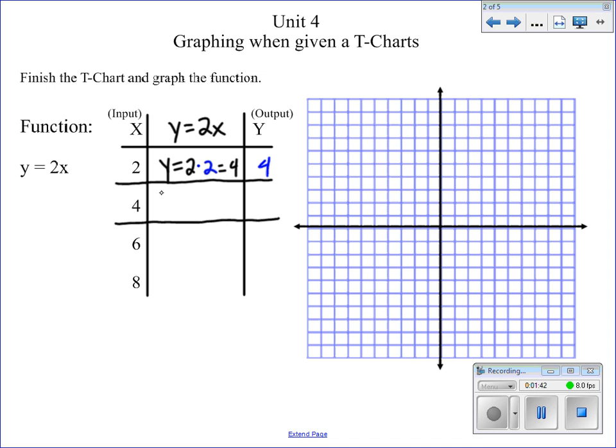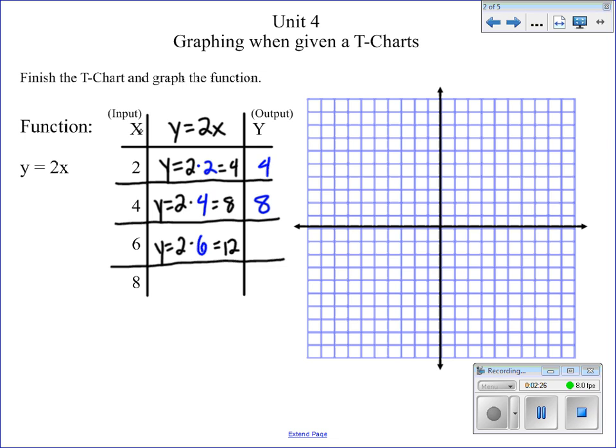Moving on to the next one. y equals 2 times, and we're stealing this from the function, y equals 2 times whatever the x is, which in this case is 4. 2 times 4 gives us 8. So when our input is 4, our output is 8. Or when x equals 4, then y equals 8. Okay, and then our next one, y equals 2 times 6, because 6 is our x, so we're going to substitute that in. 2 times 6 is 12.